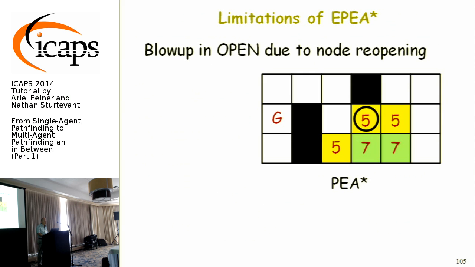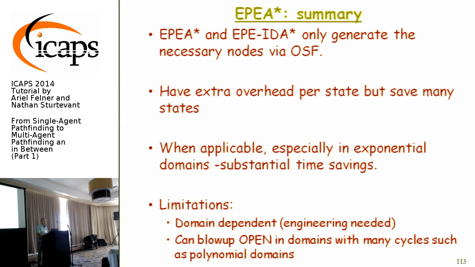I will finish here just by saying, we have massive improvements many times with EPA star and EPE IDA star, but the limitation is that you need domain-dependent engineering to come up with OSF, and it can blow up your open list when you use A star, especially when you have many small cycles, such as polynomial domains, and we keep on saying this. Small cycles in polynomial domains is very bad. You have to be very careful how to deal with it.